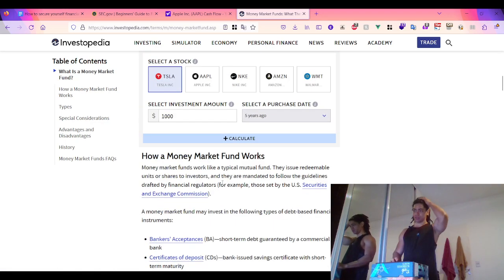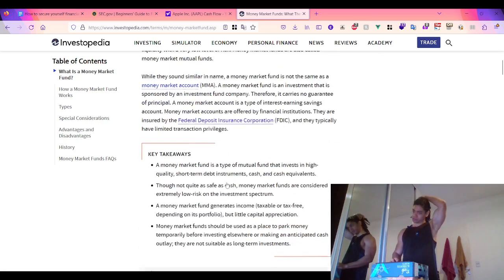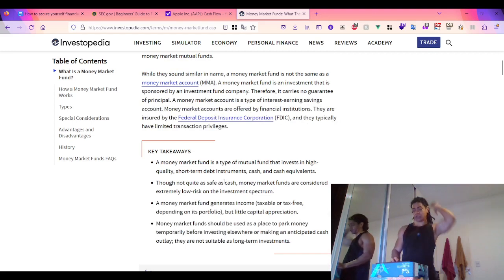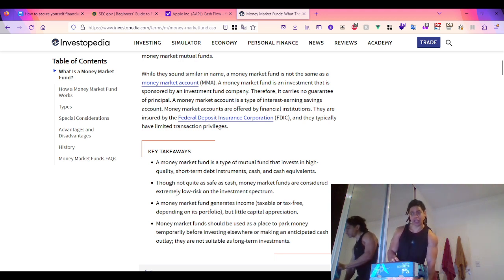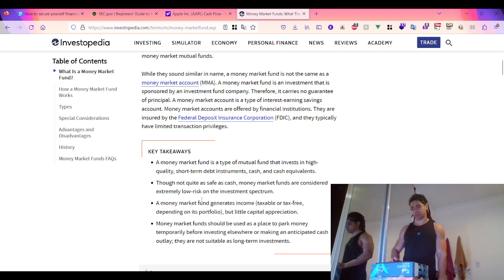Okay, so the whole point of these money market funds is to get fast liquidity. Though not quite as safe as cash, money market funds are considered extremely low-risk investments. So you can use them to park money temporarily before investing elsewhere or making an anticipated cash outlay. They are not suitable for long-term investment.